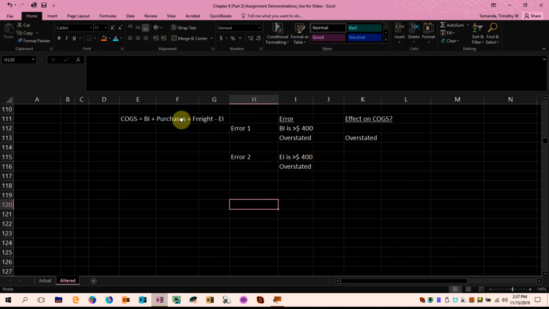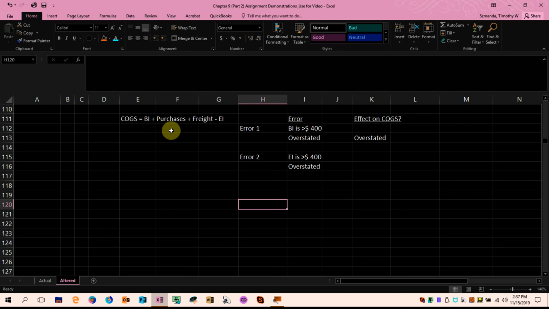Well, let's look at the formula again. Cost of goods sold equals beginning inventory plus purchases plus freight, and of course you could include returns and other things in here as well, minus ending inventory. Well, if they're saying that ending inventory, this last item, is overstated, what effect will that have on cost of goods sold? It would have the opposite effect on cost of goods sold, because cost of goods sold is a positive value and ending inventory is a negative value.